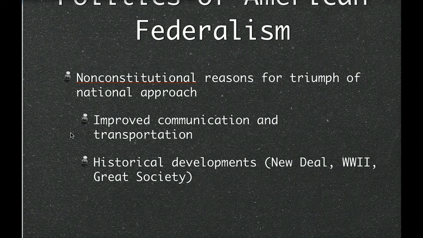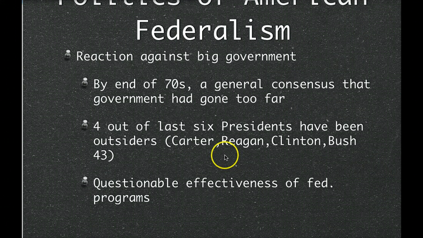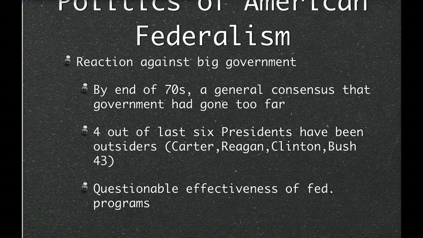And we now have, of course, an improved communication and transportation network, and we have also historical developments. The New Deal, World War II, and the Great Society have all pushed the federal government into a bigger role. But there were some changes in federalism, as we'll see.